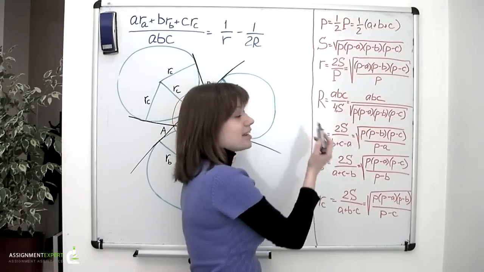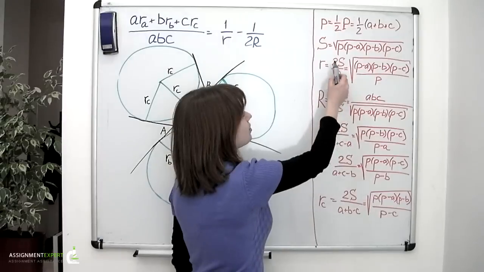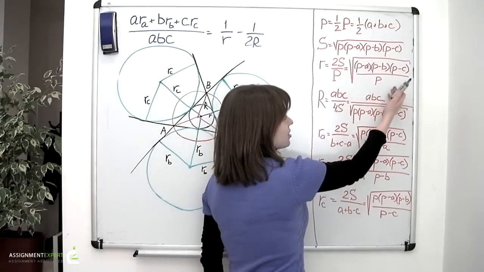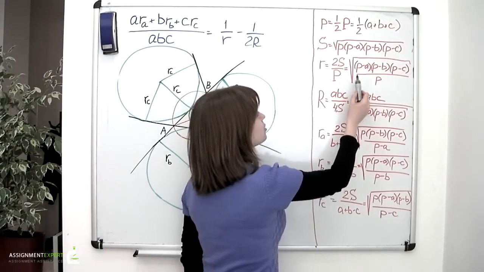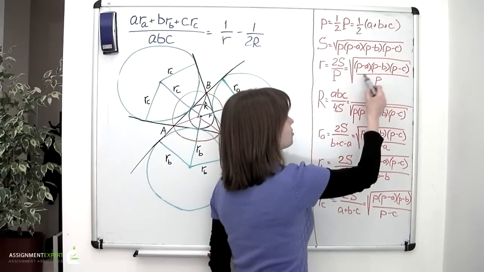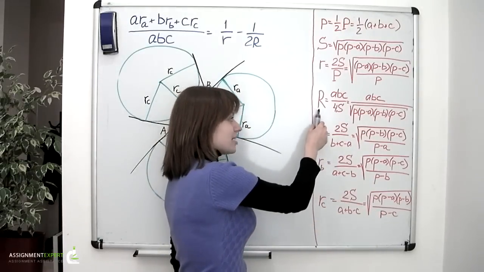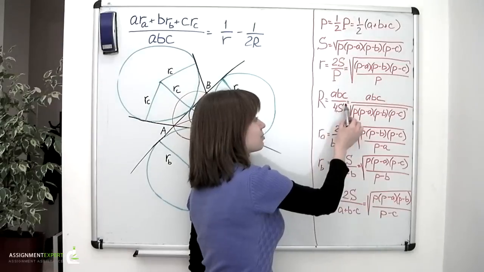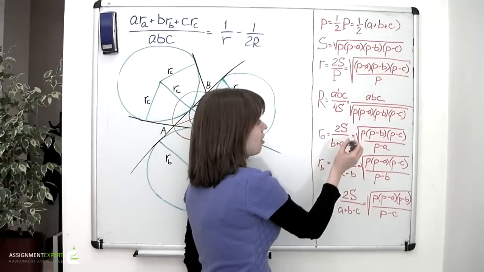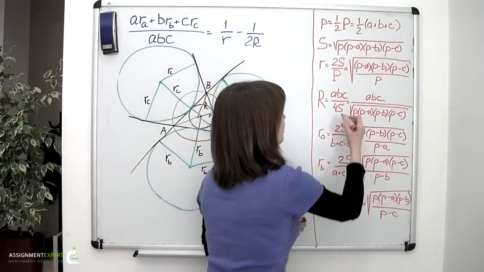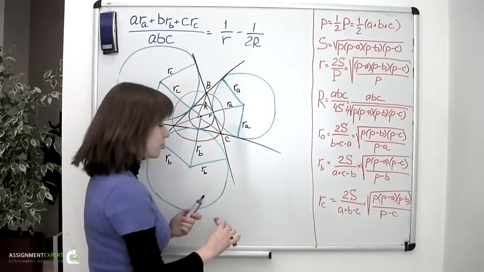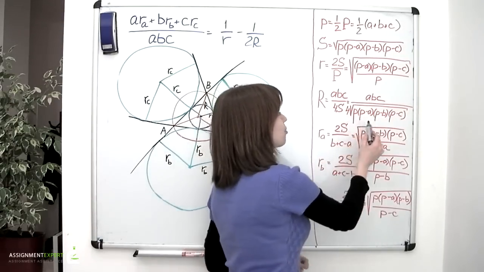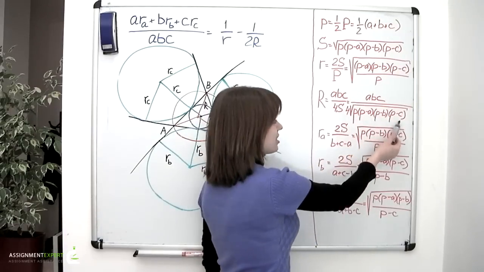The inradius, or the radius of the incircle of the triangle, can be calculated as 2 times the area of the triangle divided by its perimeter, or in terms of the semi-perimeter, it can be expressed by this expression right here: the square root of (p minus a)(p minus b)(p minus c), and this all is divided by p. Then there is the circumradius, or the radius of the circumcircle of the triangle, which is calculated as abc divided by 4 times the area of the triangle, or again in terms of the semi-perimeter, abc divided by 4 times the square root of p times (p minus a) times (p minus b) times (p minus c).